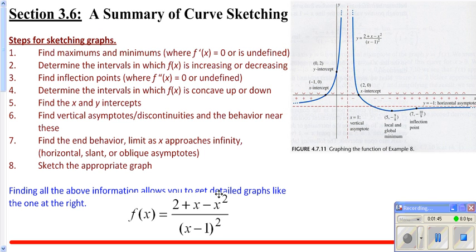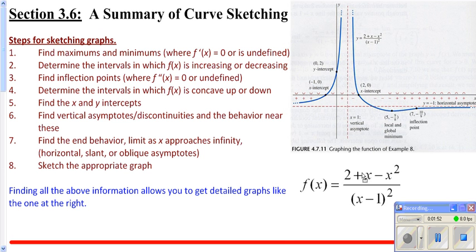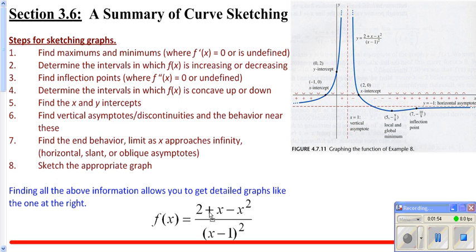You want to use all that information then to be able to go ahead and sketch your curve. Now, if we do all that for this particular problem right here, we would get the graph up here. We have our x-intercept, x-intercept. Our y-intercept. We'd have a horizontal asymptote right here. We'd also have a vertical asymptote, and that's what causes the bottom to be 0.